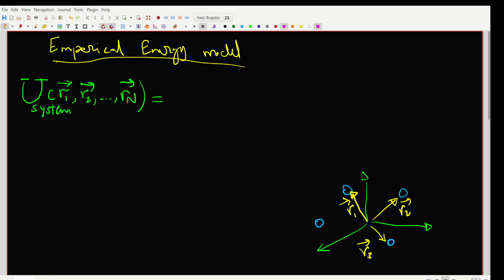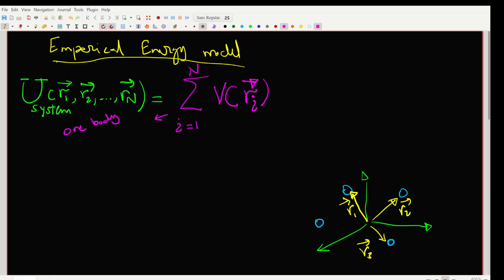So how does it go? There is the one body term. So it is the potential energy due to the location of each atom with no interaction or no effect from the surrounding atoms. And this goes as a sum from atom number one all the way to the last atom. So this is what we call the one body term.